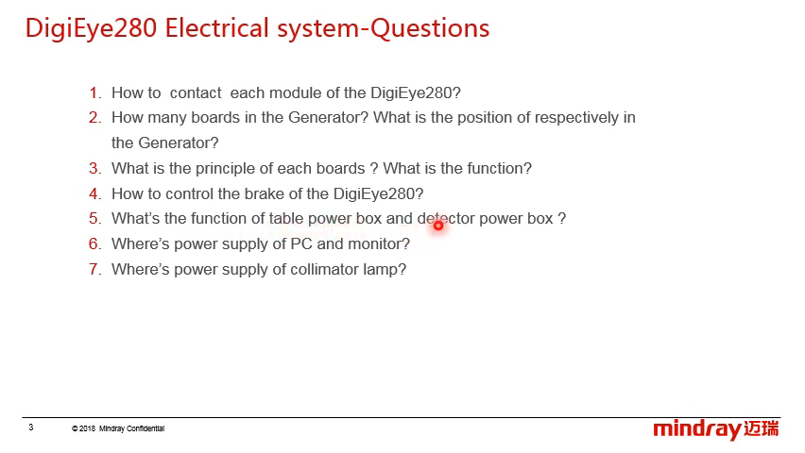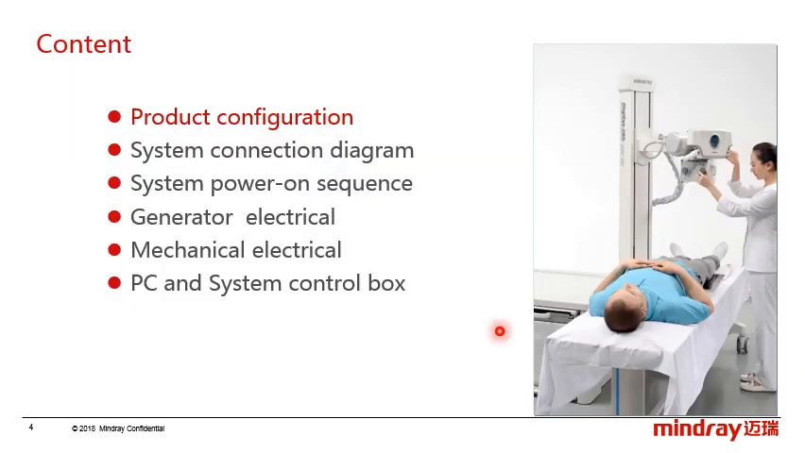Fifth, what's the function of the table power box and the detector power box. The sixth one is where's the power supply of the PC and monitor. And the last question is where's the power supply of the collimator.